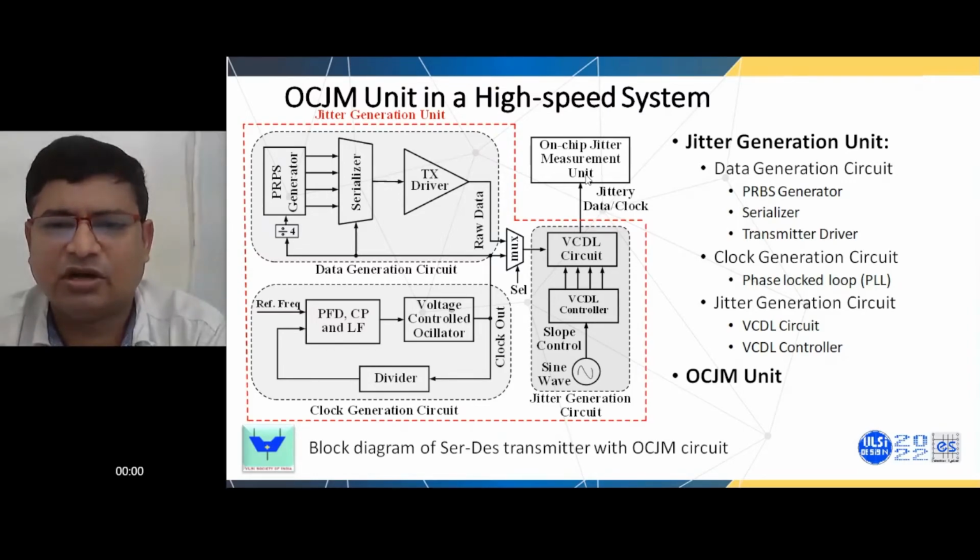To validate our circuit, we need some jittery data, that means peak-to-peak jittery data. For that we have designed all these circuits, and finally we are giving that jitter data to our on-chip jitter measurement unit to measure the peak-to-peak jitter.